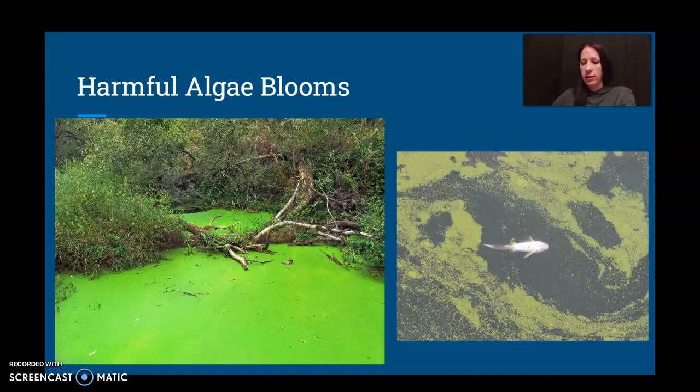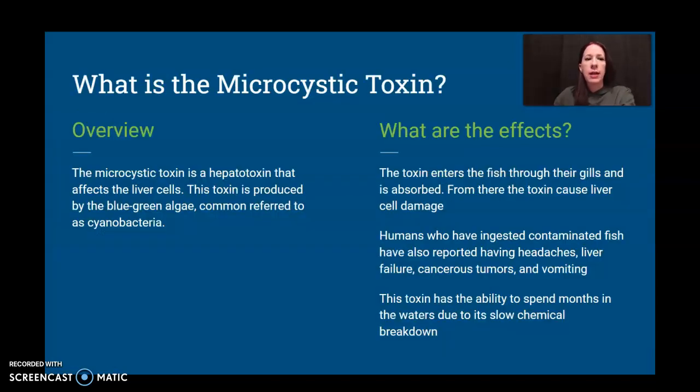Now, why is there a good chance? Now, the toxins that these blue-green algae produce, one of them is the microcystic toxin. And the microcystic toxin is a hepatotoxin. I doubt I'm saying that right. And it affects the liver cells. So the liver, the toxin gets absorbed through the fish gills, and this toxin can cause liver cell damage.